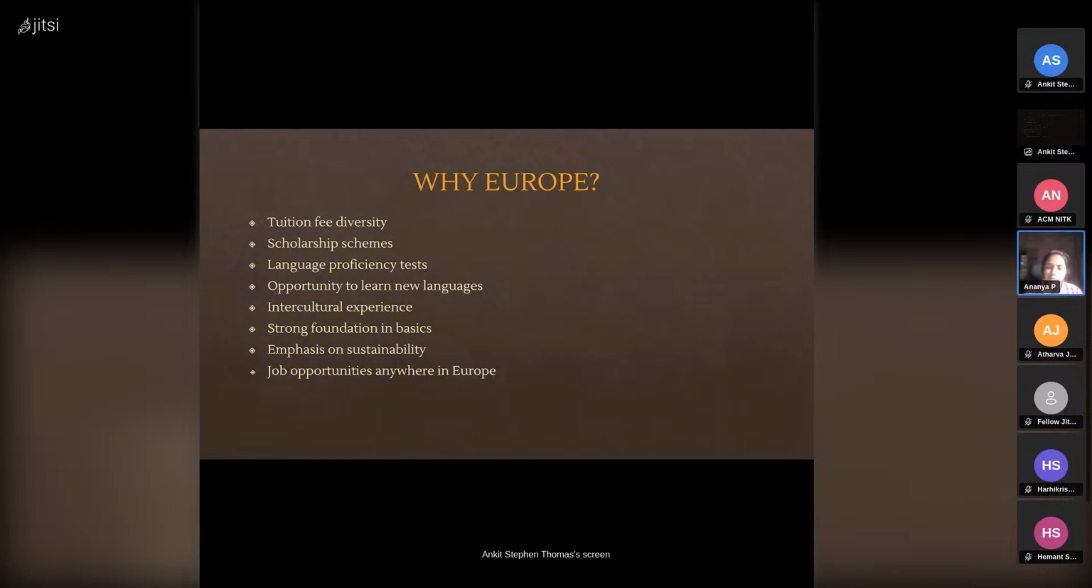And coming to the job opportunities, once you study in one country in Europe, you can travel anywhere around Europe for your job opportunities. So there's a vast amount of resources and networks you can get to use over there. So yeah, we can move on to the next slide.